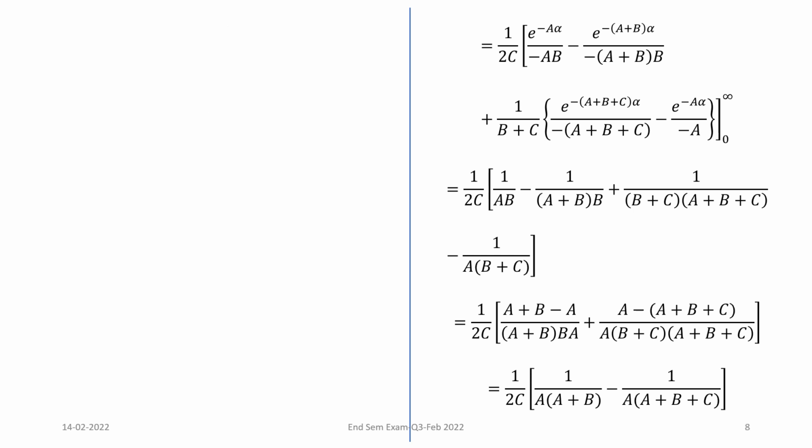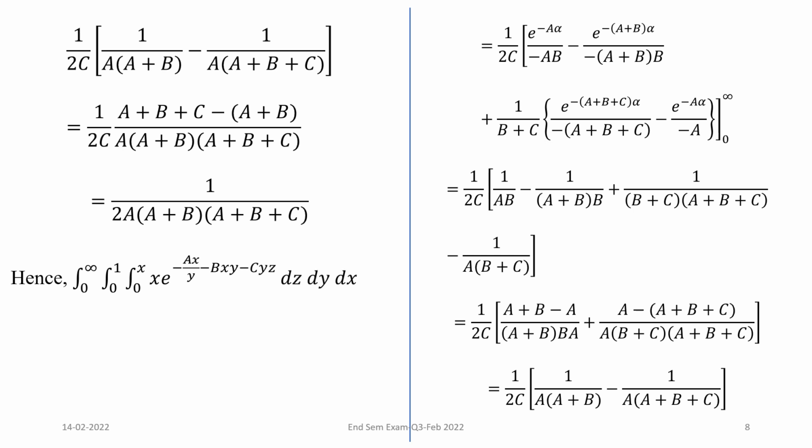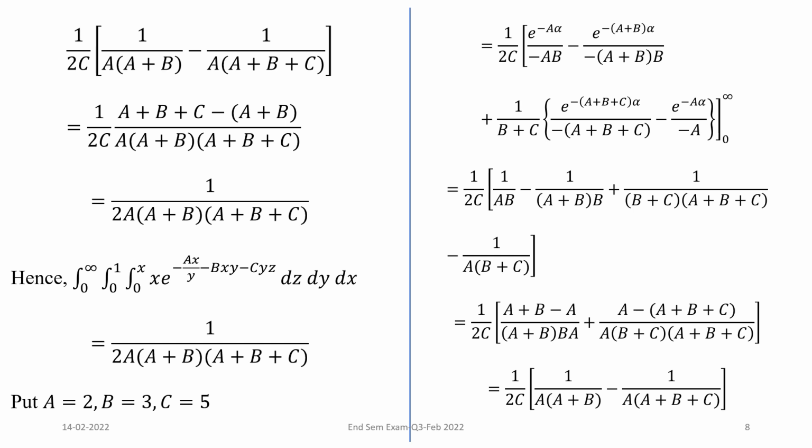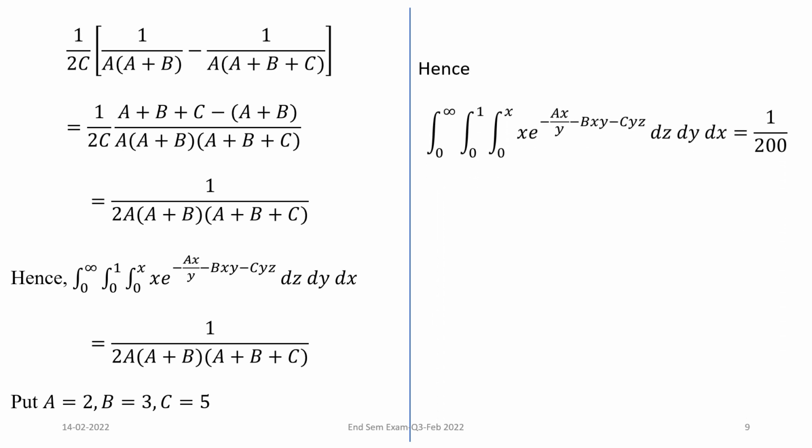So finally, by simplifying, this is the additional task. So what we get here, the integration of the given question, is 1 upon 2a into (a plus b) into (a plus b plus c). Now we put all these values of a, b, c here. As I stated earlier, either you can arrange it or you can get the direct solution. So by putting in these values, the solution of the given question is 1 upon 200. So this is your final solution.